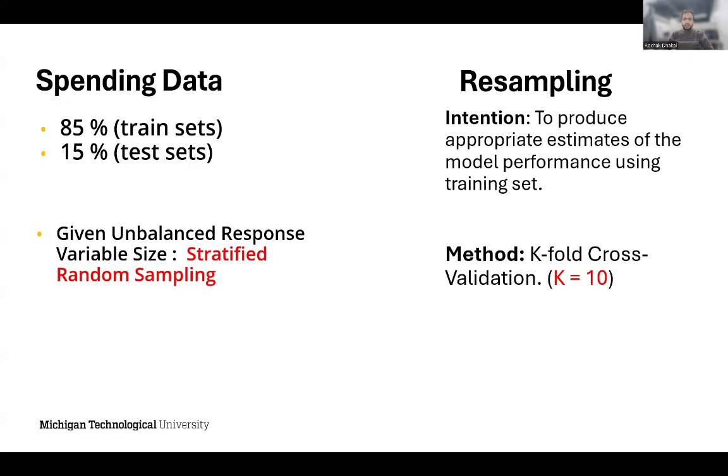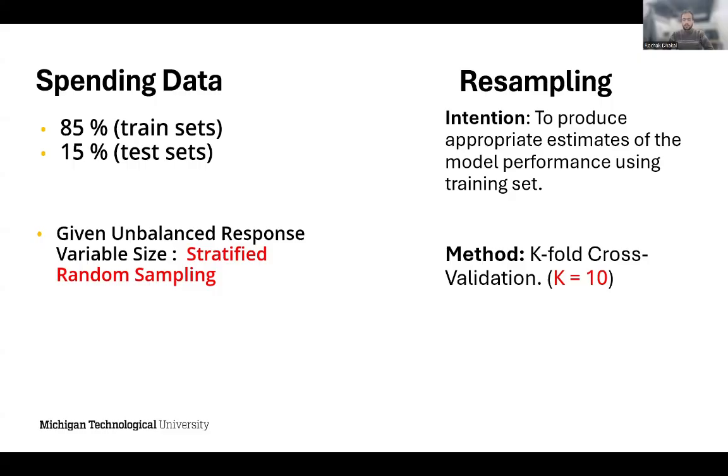So we split our data into 85% as the train set and 15% as the test set. We use stratified random sampling for this split because our data is really unbalanced, so that we can get a balanced structure in the test and the train sets.